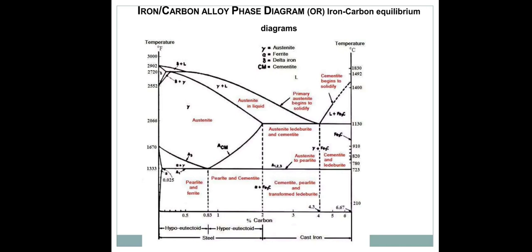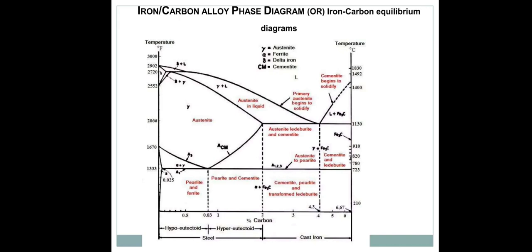Steels are further subdivided into eutectoid steel, steels that contain 0.8% carbon. The eutectoid amount of carbon is called eutectoid steel. Hypoeutectoid steels are steels having less than 0.8% carbon content. Hypereutectoid steels are steels having more than 0.8% carbon.